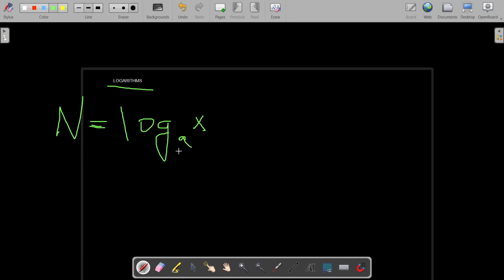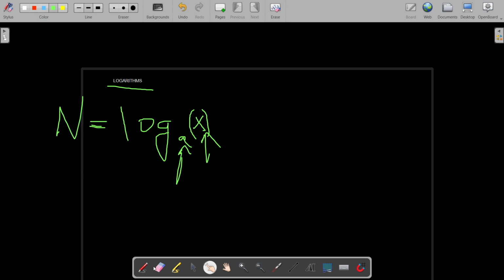So right here, this is the base of the logarithm. This is known as the argument of the logarithm. Sorry, this parenthesis. In this parenthesis, this part is known as the argument. This part is known as the base of the logarithm function.